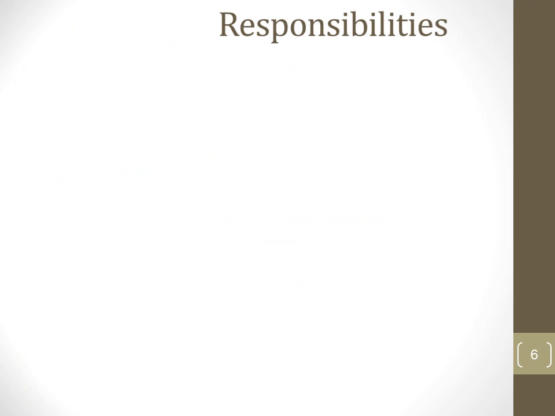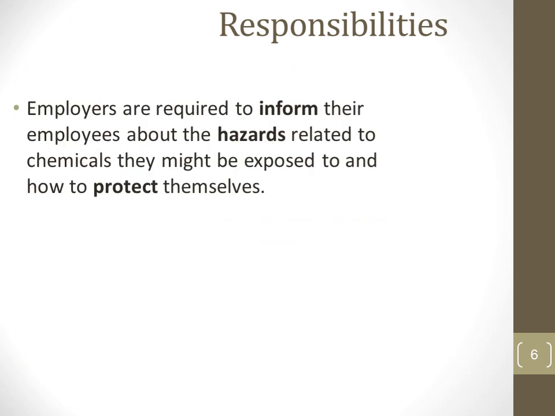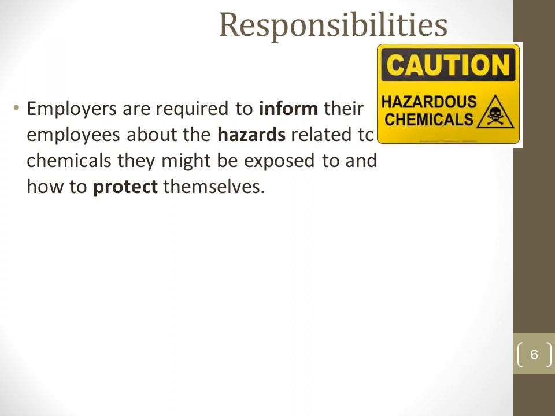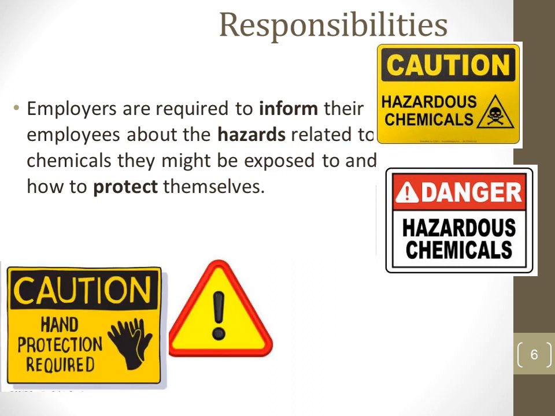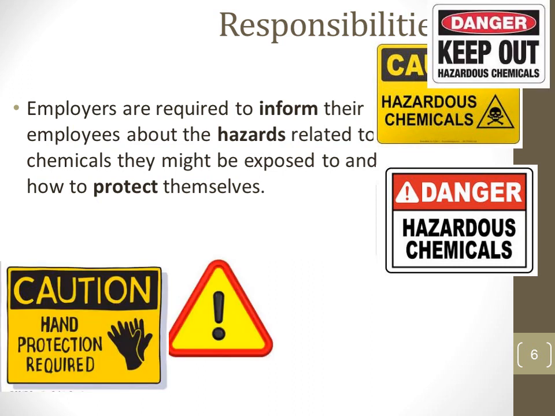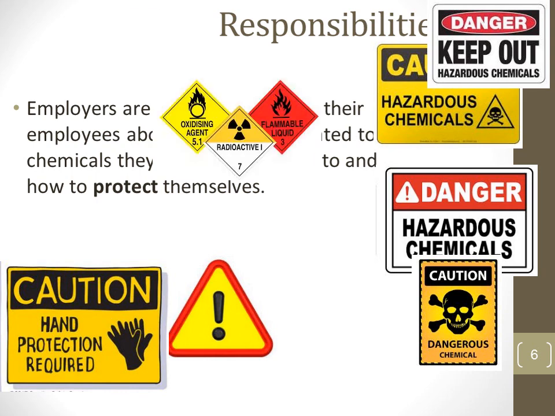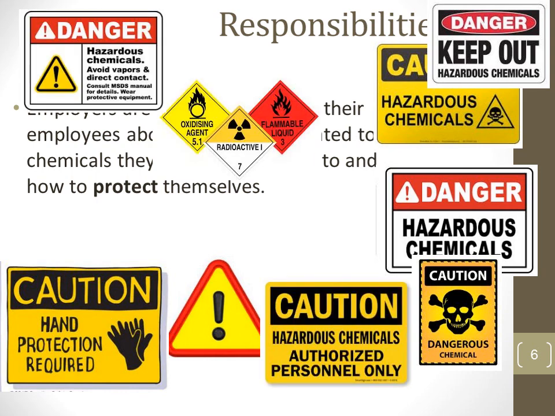OSHA, the Occupational Safety and Health Administration, is the government entity that makes the rules about what you can and can't do for safety in any industry. They say that employers must take protective measures regarding the use of chemicals. So how you use a chemical at home versus how you use it at work are two different things. We're following OSHA rules.